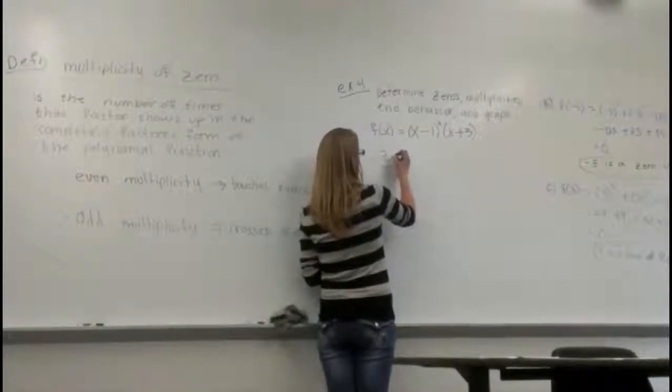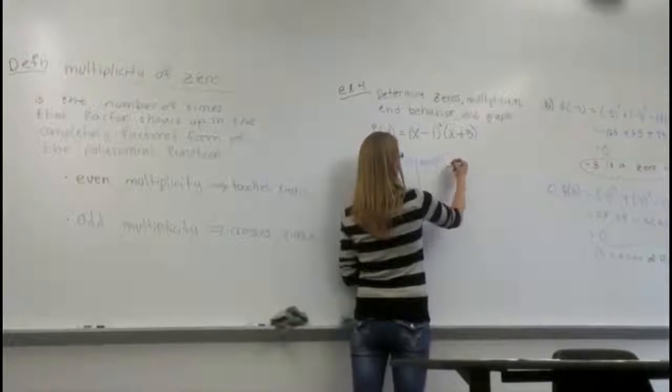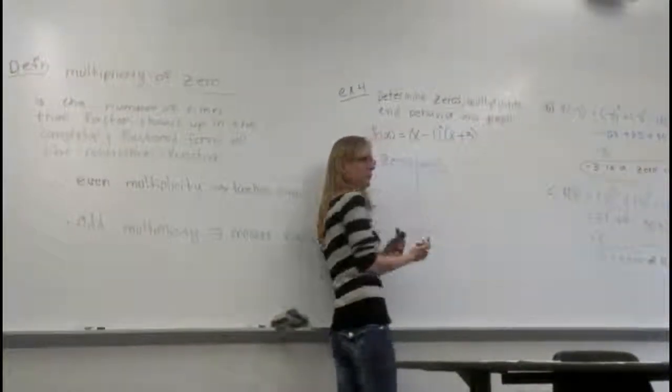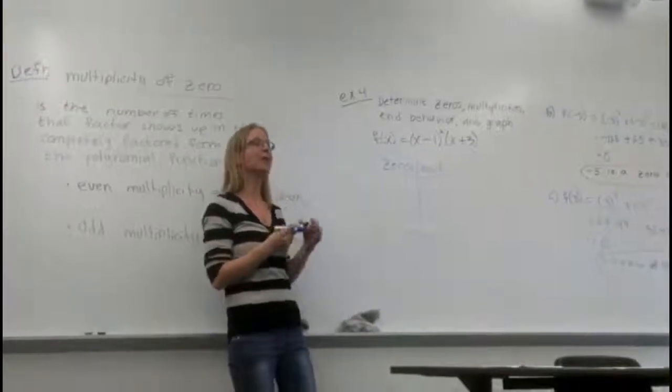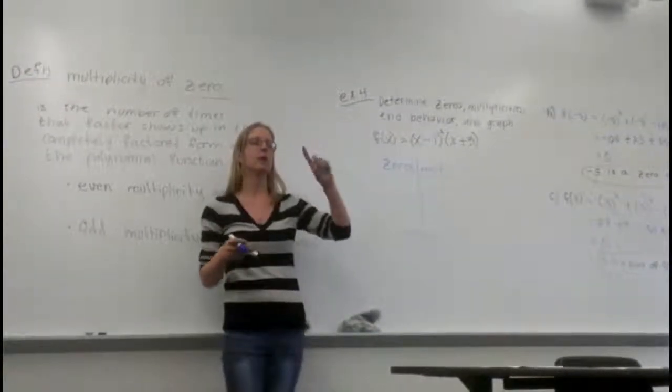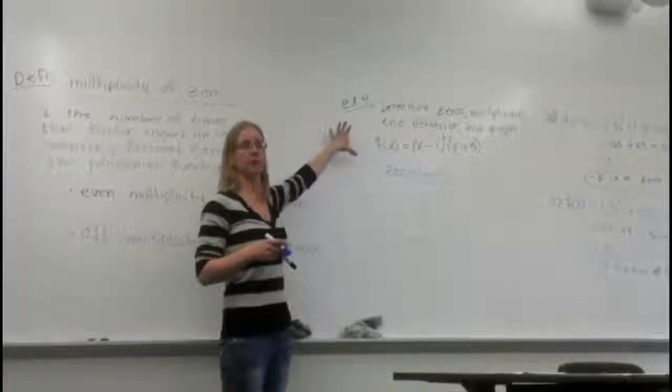And what I've always done to help you keep your information organized is just make a nice little chart. Zeros and then multiplicities, just to keep it organized. You don't have to write out a bunch of sentences. So what are the zeros of this function? First of all, is this function already factored? Yes, it is.